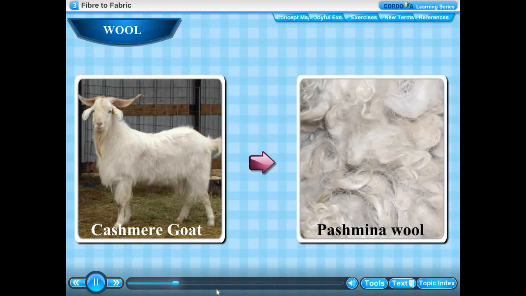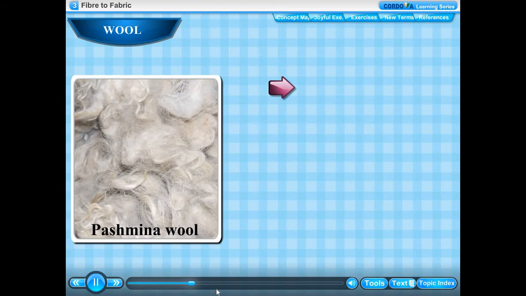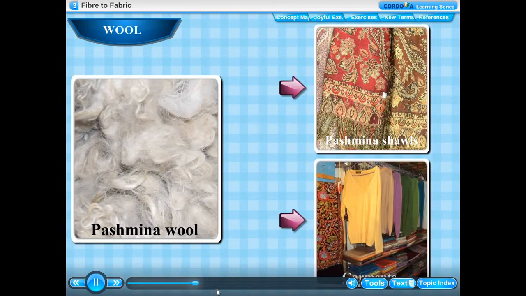Pashmina wool is the finest wool obtained from the Kashmir goats found in the Kashmir region. Pashmina wool is woven or knitted into fine pashmina shawls and garments.